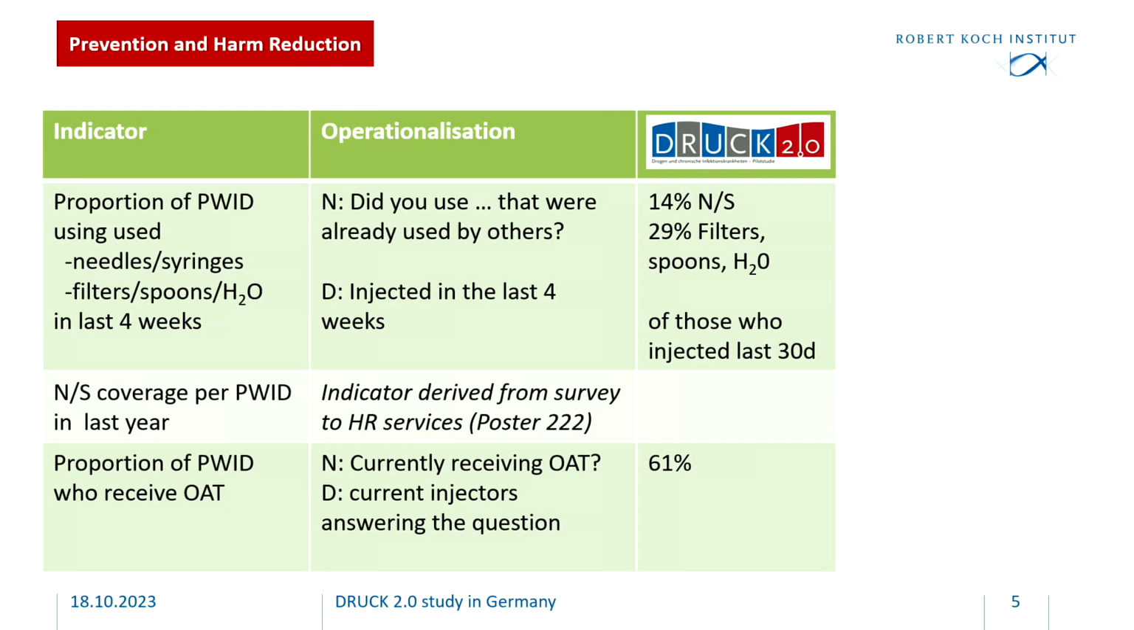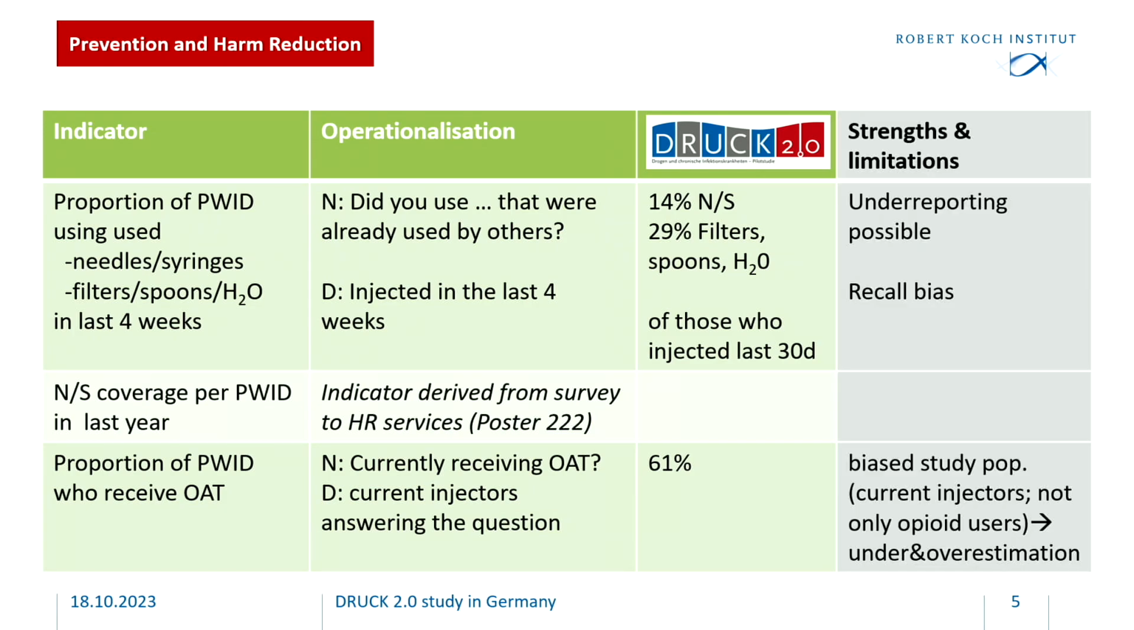However, the proportion of people who inject drugs who receive opioid agonist treatment, this can be done, as was shown by Thomas, with programmatic data, but it can also be done with a cross-sectional survey. So we just ask people, are you currently receiving OAT? And the denominator in our study are current injectors who answer the question, but it could also be injectors that use opioids, so just those in need. And this was in this current study 61%, quite high for our country.